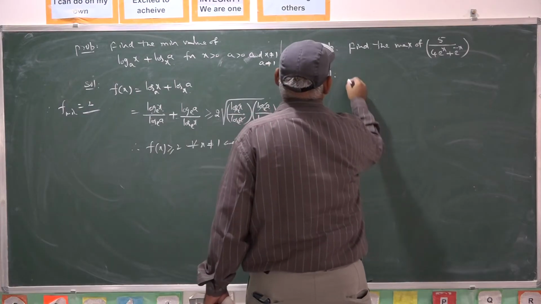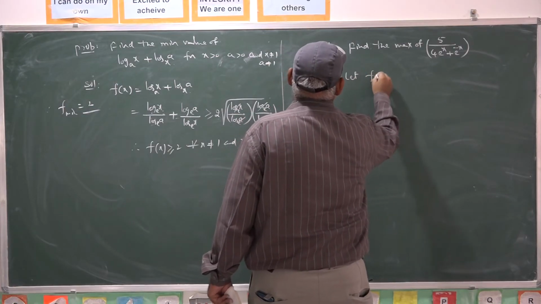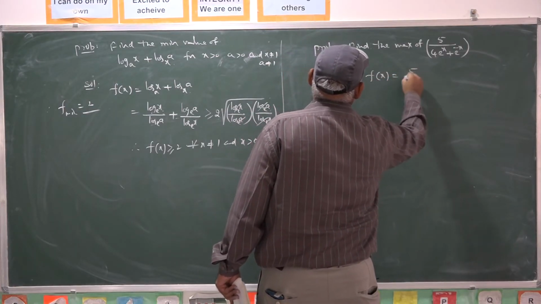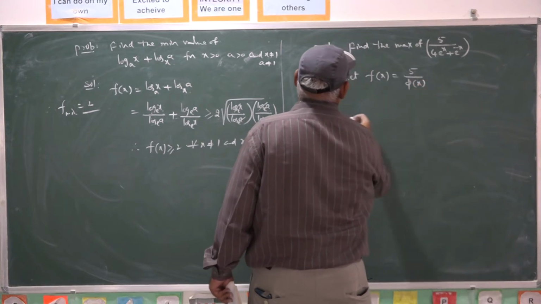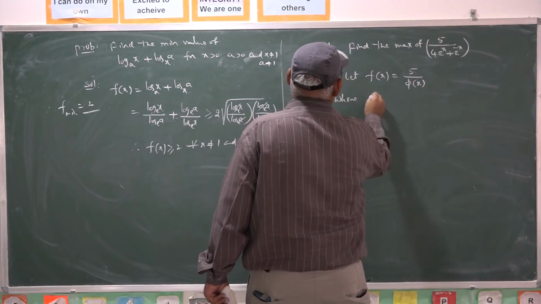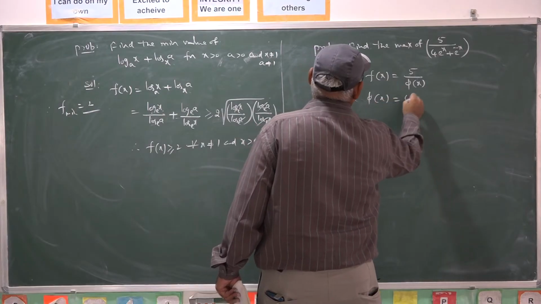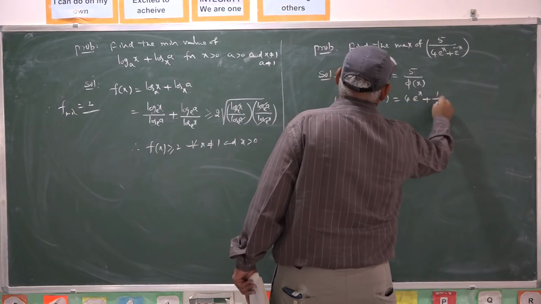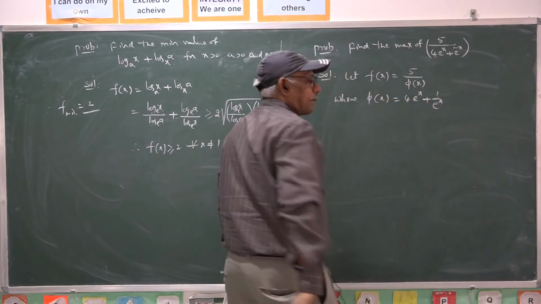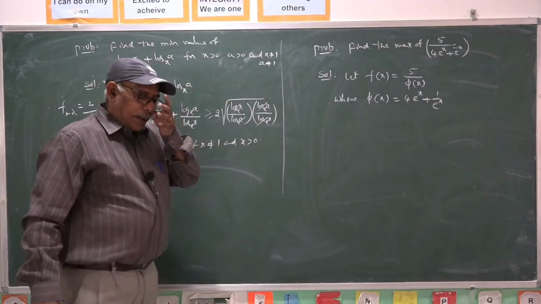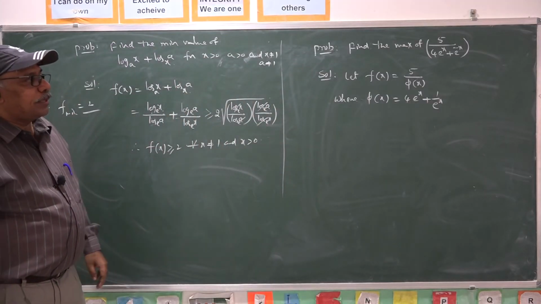Here, let f(x) equal to 5 by g(x), where g(x) is defined as 4 e power x plus 1 by e power x. This e power minus x may be written as 1 by e power x.